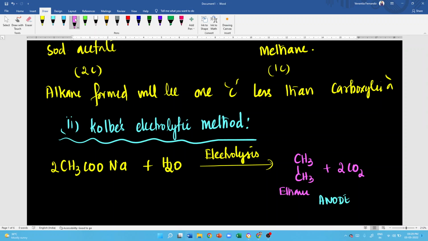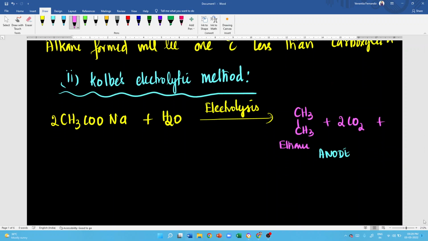And then at the cathode, what are the products you get now? Here it is hydrogen and 2 NaOH. This we get from the cathode. So at the anode we get that ethane.